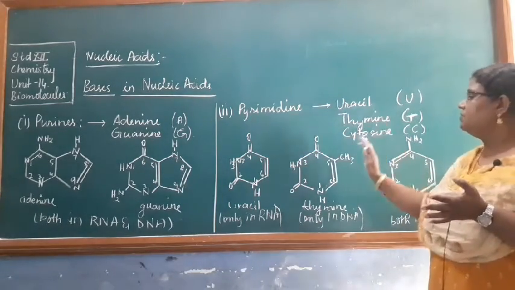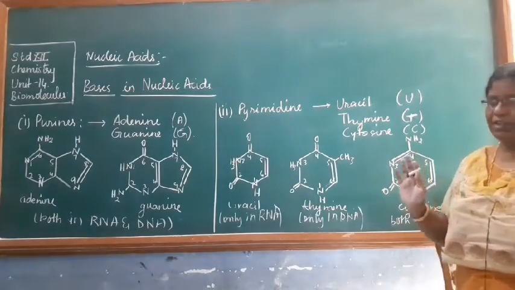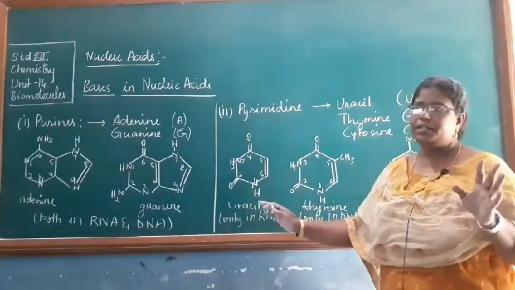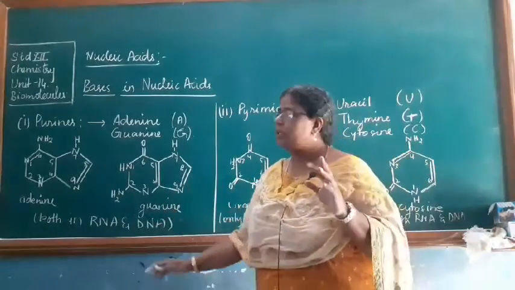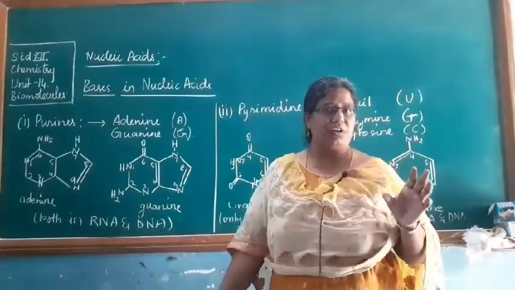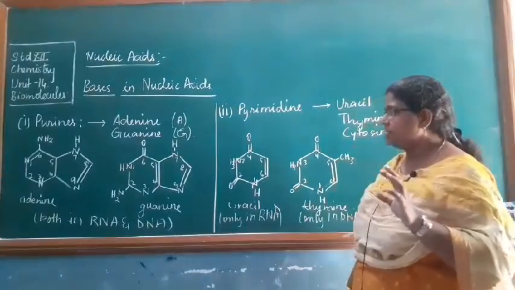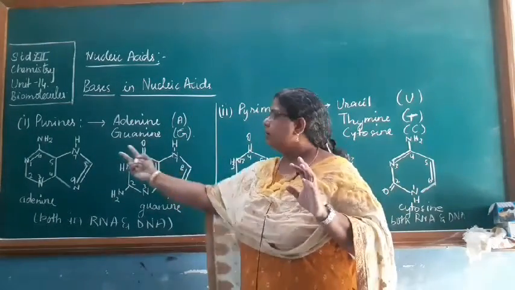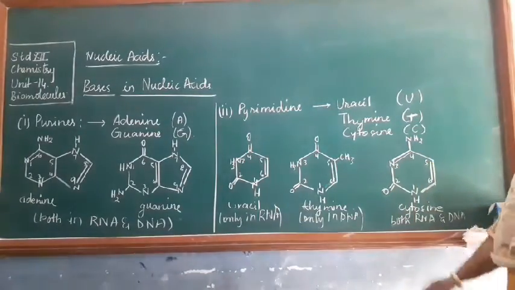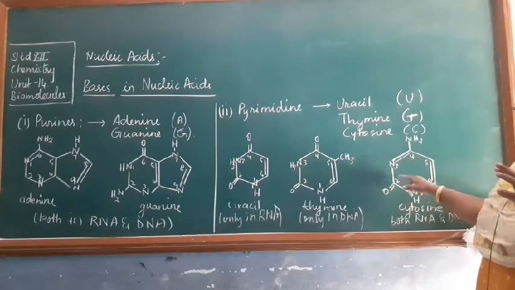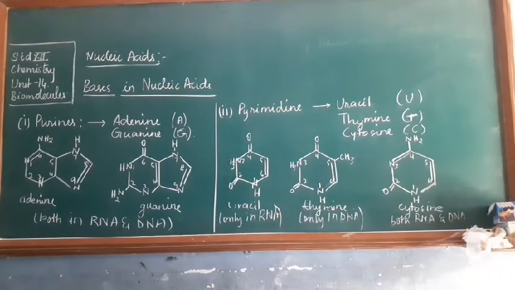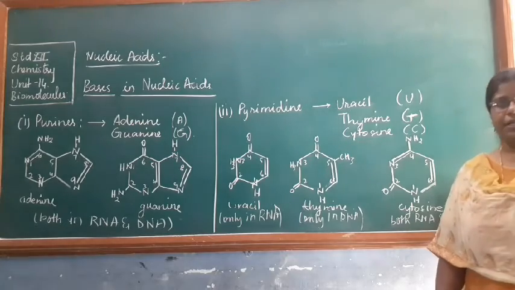Pyrimidines have a hexagonal ring structure, while purines have a heterocyclic structure, so both are heterocyclic. Heterocyclic means where you have atoms other than carbon in the cyclic structure. Here you will find two rings together in purines, while here you have a single ring. This is also heterocyclic because, apart from carbon, there are nitrogen and oxygen in the ring. So therefore they are heterocyclic rings.